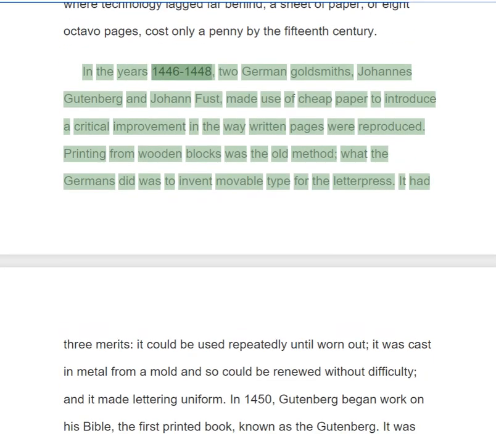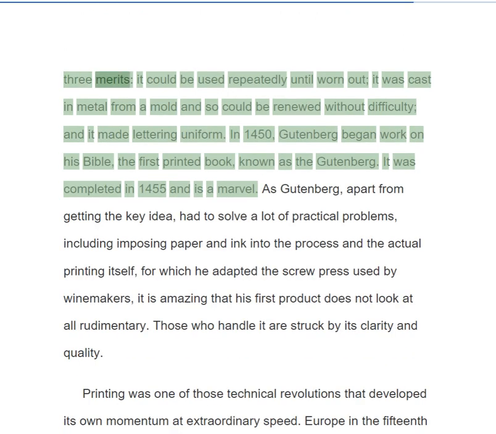In the years 1446 to 1448, two German goldsmiths, Johannes Gutenberg and Johann Fust, made use of cheap paper to introduce a critical improvement in the way written pages were reproduced. Printing from wooden blocks was the old method. What the Germans did was to invent movable type for the letterpress. It had 3 merits: it could be used repeatedly until worn out, it was cast in metal from a mold and so could be renewed without difficulty, and it made lettering uniform.